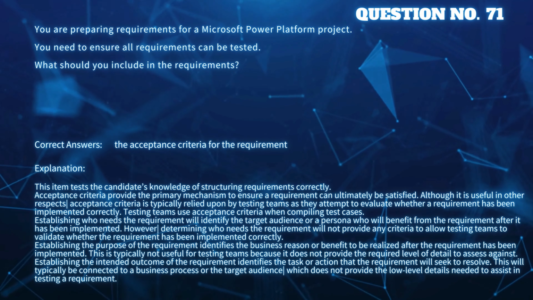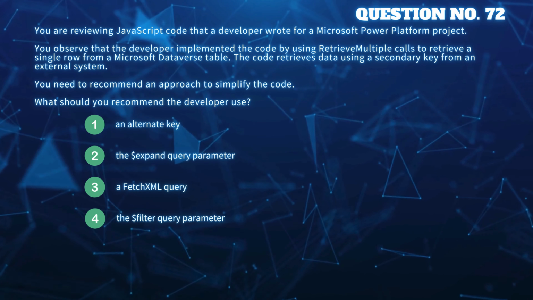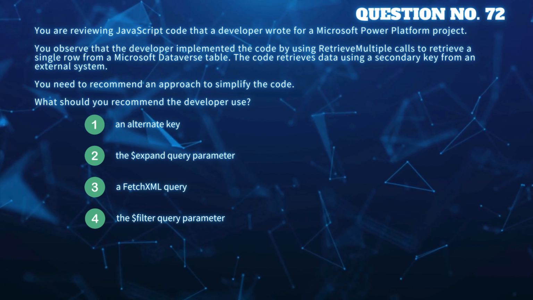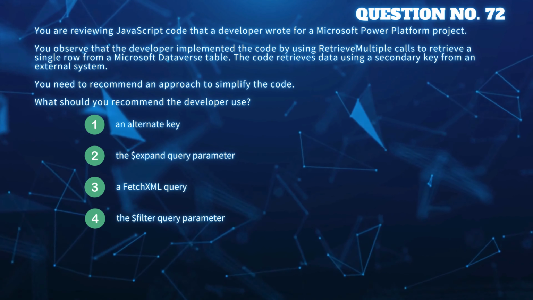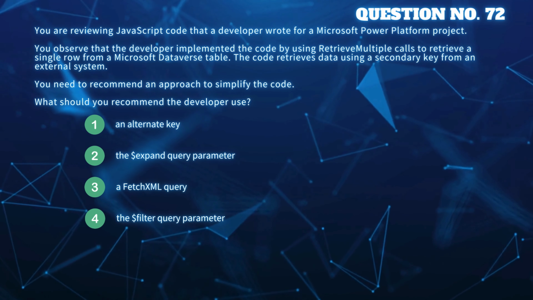You are reviewing JavaScript code that a developer wrote for a Microsoft Power Platform project. You observe that the developer implemented the code by using retrieve multiple calls to retrieve a single row from a Microsoft Dataverse table. The code retrieves data using a secondary key from an external system. You need to recommend an approach to simplify the code.